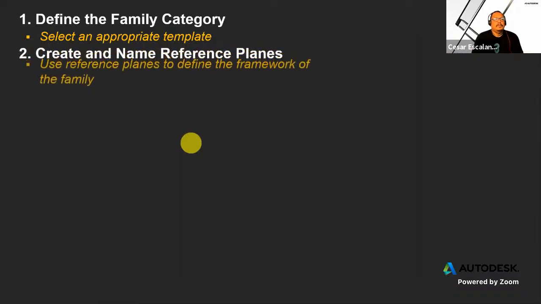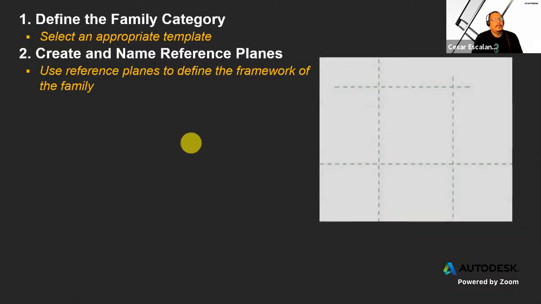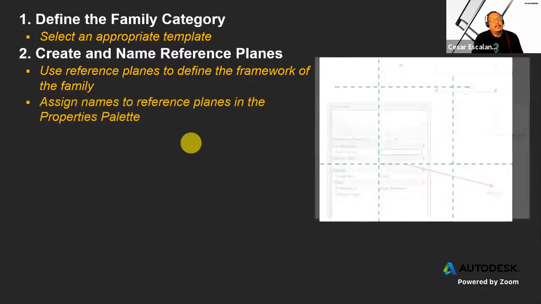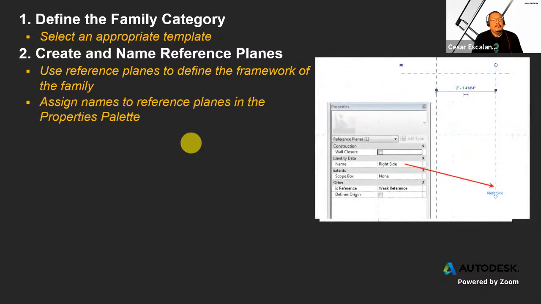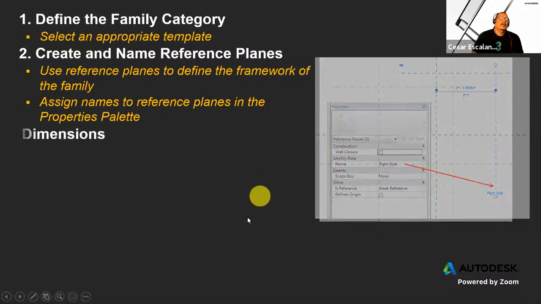Then the next step is to build the skeleton of a family. The skeleton of a family defines the work planes that define the outer envelope of a family. These reference planes act like the skeleton of a family. You can name reference planes to disclose them during your modeling process.